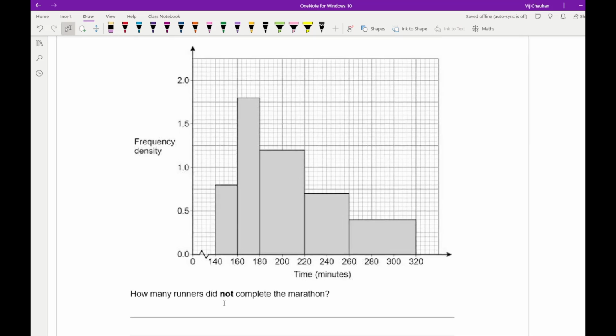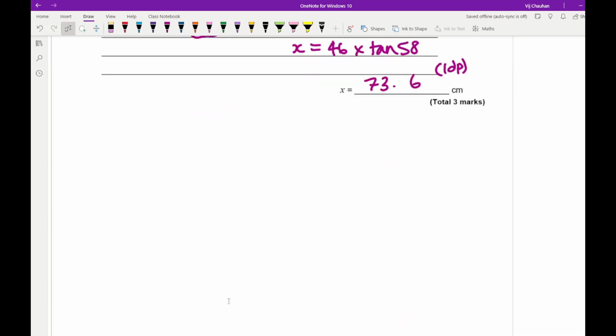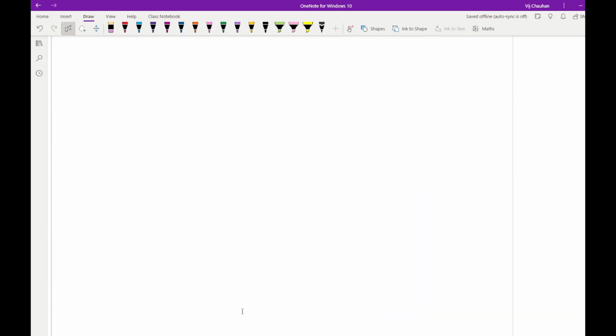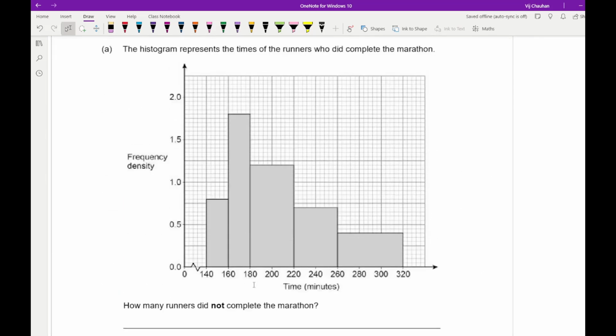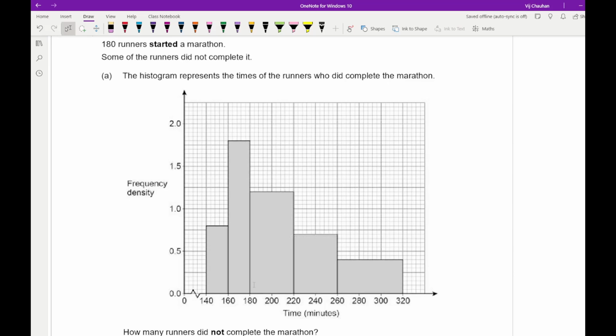So for this, we need to work out the frequency of each of the bars. Let me go back to the question. Remember that the frequency is equal to the area of the bar. For bar number 1, the height is 0.8 multiplied by the width, which using the scale is 20, and that comes to 16.